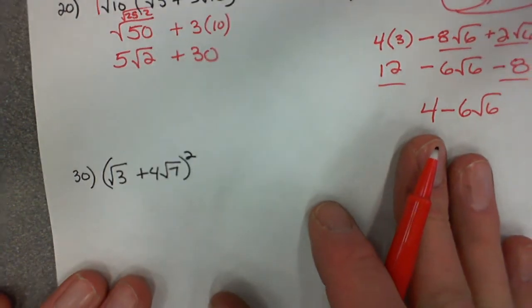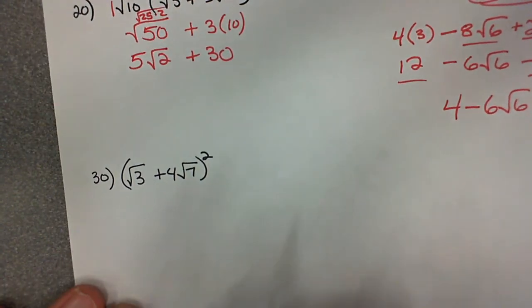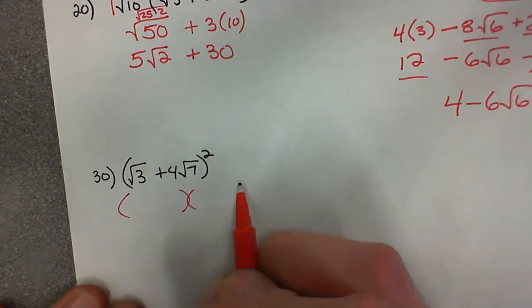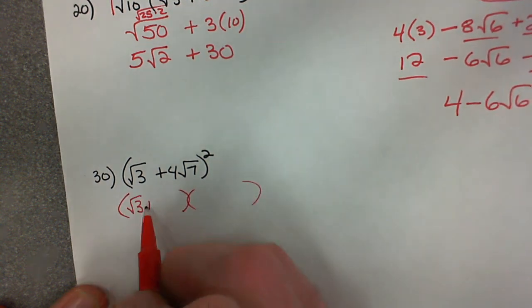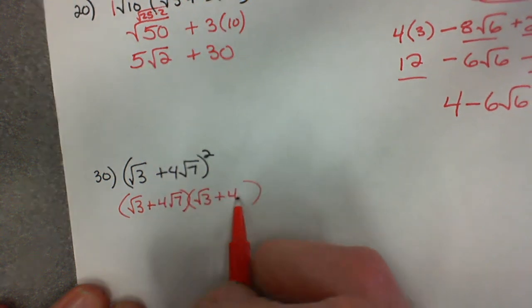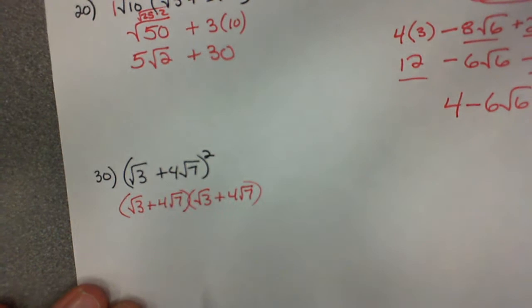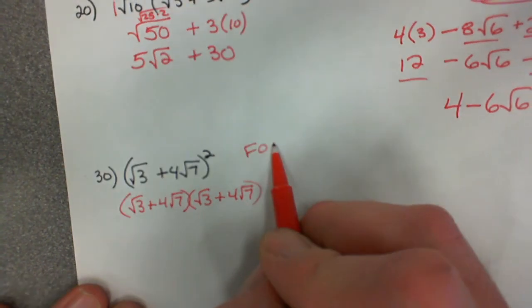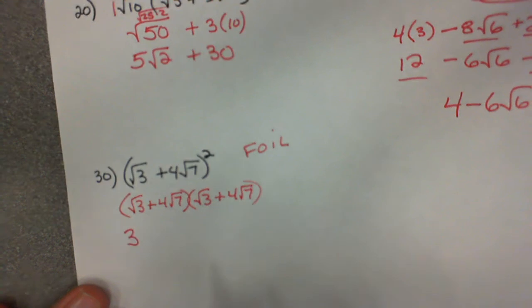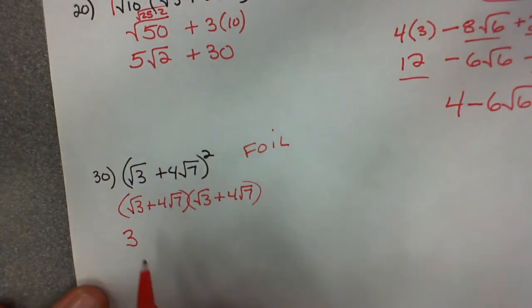And 30. Problem number 30. Here you've got a binomial squared, which means we're going to need to multiply it by itself. So square root of 3 plus 4 square root of 7 times square root of 3 plus 4 square root of 7. Now we're going to have to do FOIL. So square root of 3 times square root of 3 is 3. Square root of 3 times 4 square root of 7, there's a 1 out here. 1 times 4 is 4. Square root of 3 times square root of 7 is square root of 21.